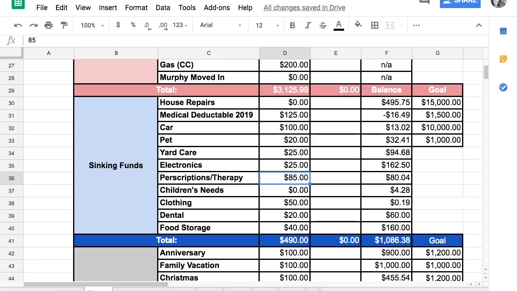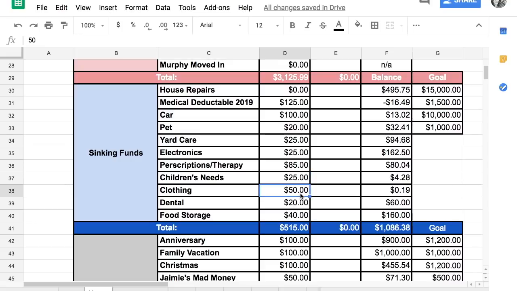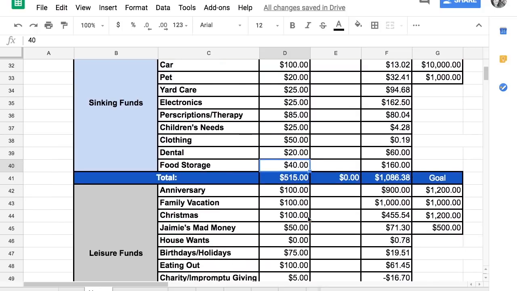Prescriptions and therapy. Yep, we'll go ahead and still keep that at $85. Children's needs, this account has been pretty well depleted, so let's go ahead and put in $25 again for the month of November. Clothing's depleted, so we'll go ahead and put another $50 in. Dental, we're slowly building that up. Food storage, we'll go ahead and put $40 in that account for November as well.